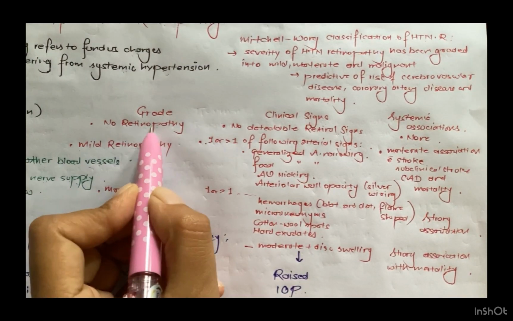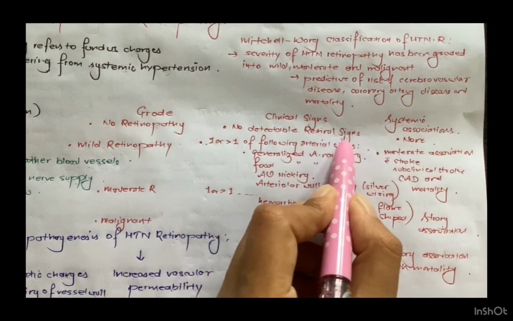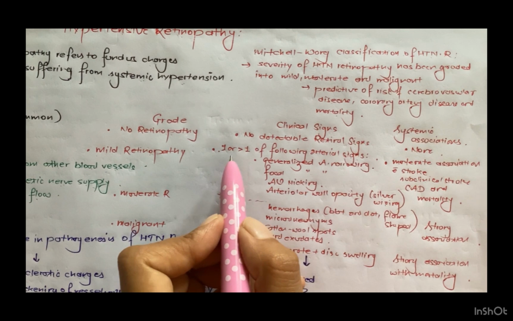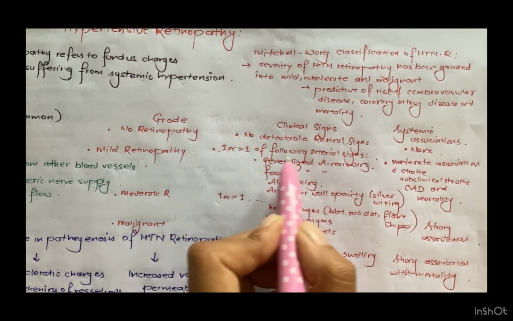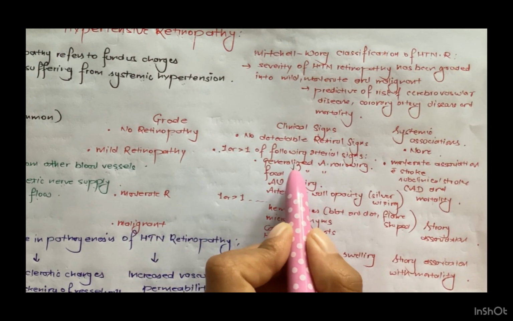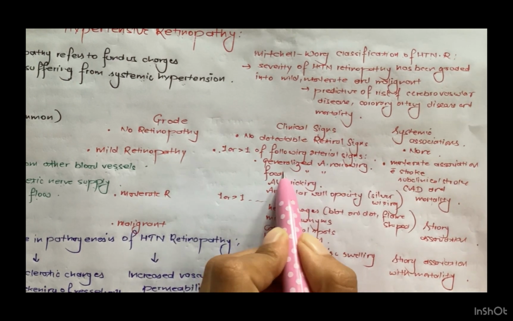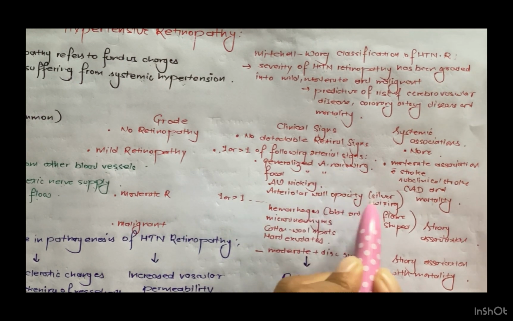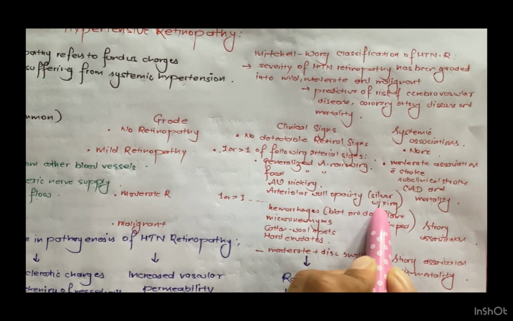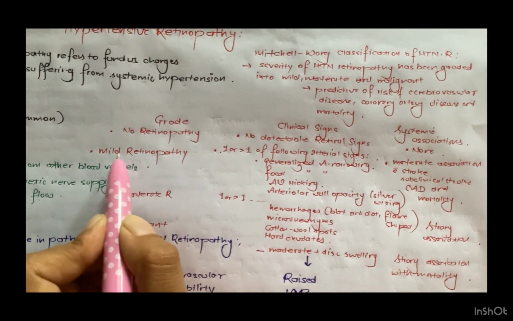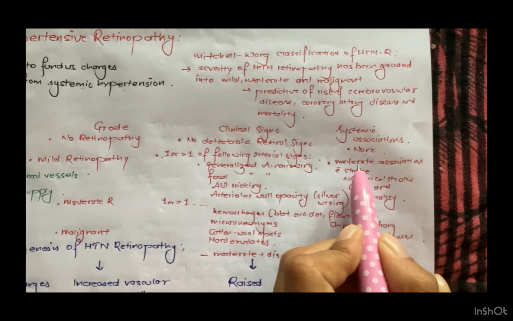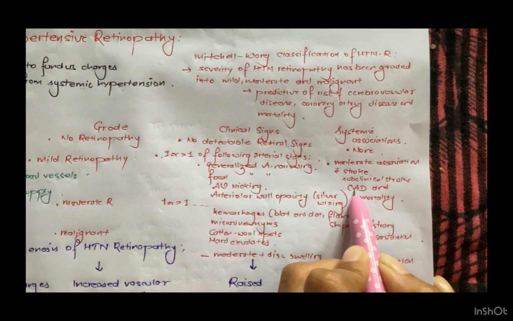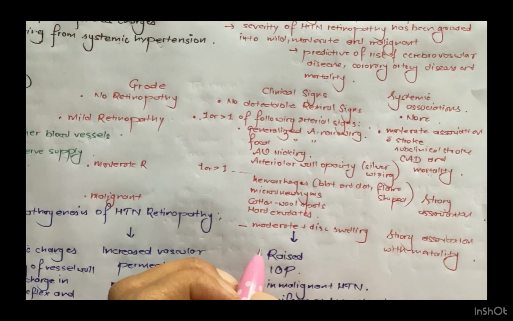If there is no retinopathy, there are no detectable retinal signs and there are no systemic associations. And if there is presence of one or more of the following arterial signs, like generalized arterial narrowing, focal arterial narrowing, AV nicking and arteriolar wall opacity, that is silver wiring, then it can fall under mild retinopathy. And in mild retinopathy, there is moderate association with stroke, subclinical stroke, coronary artery disease and mortality.